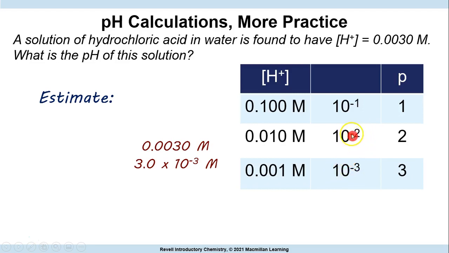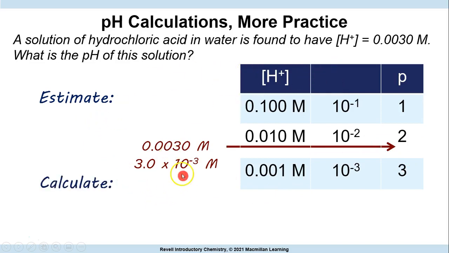Remember, 10 raised to the power minus 2 is greater than 10 raised to the power minus 3. That's very important. So 3 times 10 raised to the power minus 3 is going to be somewhere here before 10 raised to the power minus 3. So we see that our pH value is going to be between 2 and 3, somewhere here. Now let's go ahead and calculate the pH value.